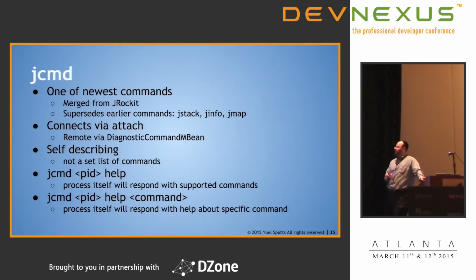And then in order to get help on a specific command, JCommand, PID, help, and then the name of the command, and the process itself, again, will respond with help about that specific command. And what's really nice about this is between JDK 7, JDK 8, and then whenever JDK 9 comes out, JCommand will look exactly the same. But what the process responds with will be different. And so there's no need to change the command line parameters or the options that are available.